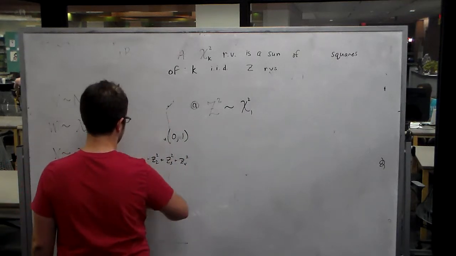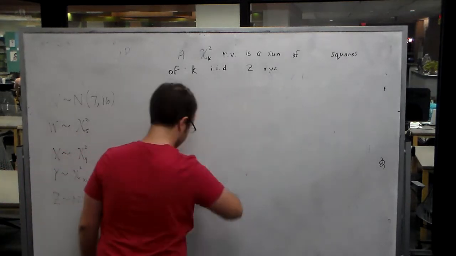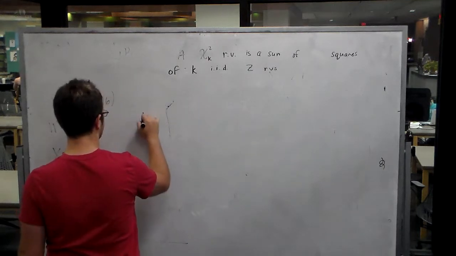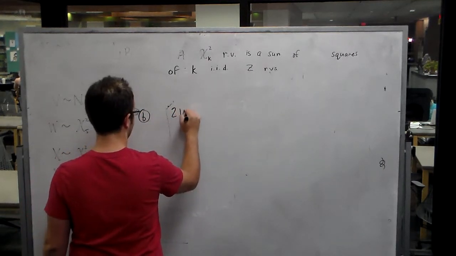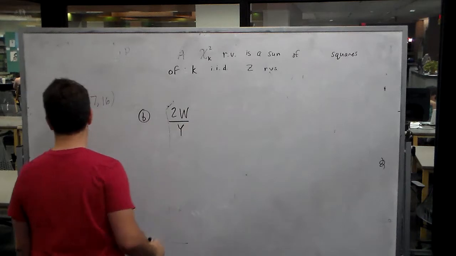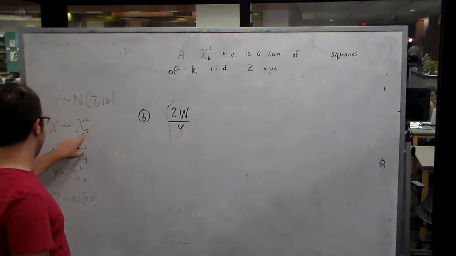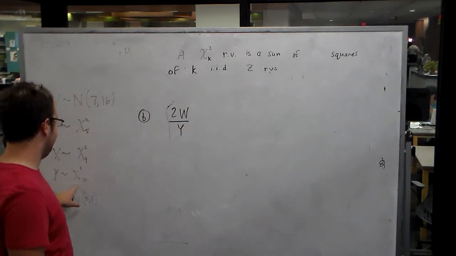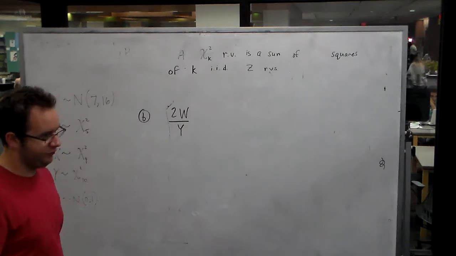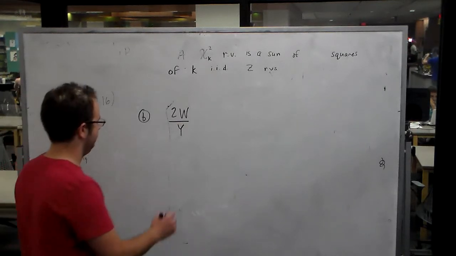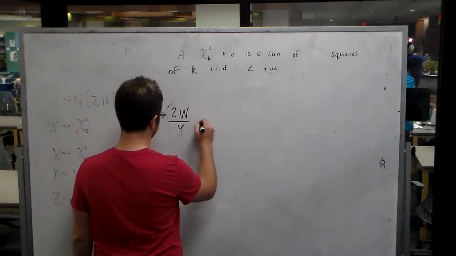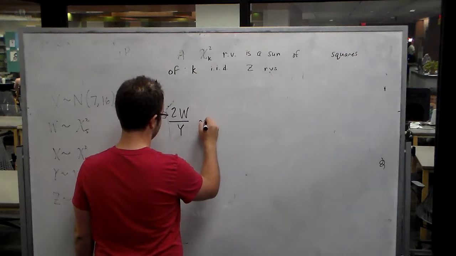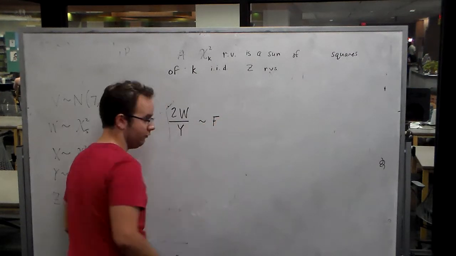All right. B was 2W over Y. W is a chi-square random variable. Y is a chi-square random variable. This is going to be an F distribution, right? A ratio of chi-squares, yeah.